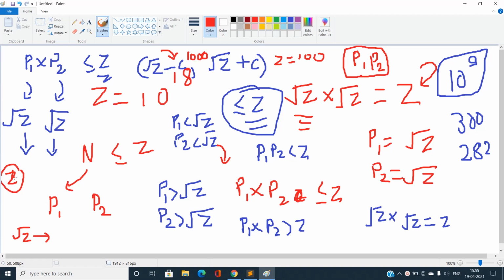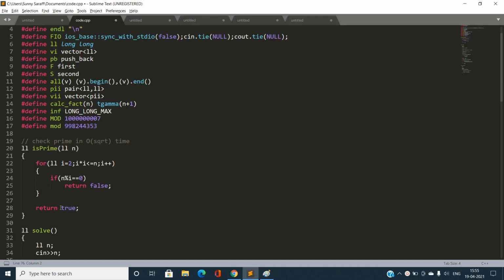So I am going to iterate around this root Z value so that I can have a more precise calculation, without iterating from the very low prime numbers, starting with 2 and finding the 2 and 3 product, 3 and 5, then 5 and 7. Rather than doing that, I can just wander around the root Z value. Okay, so let's move further to the solution of this approach.